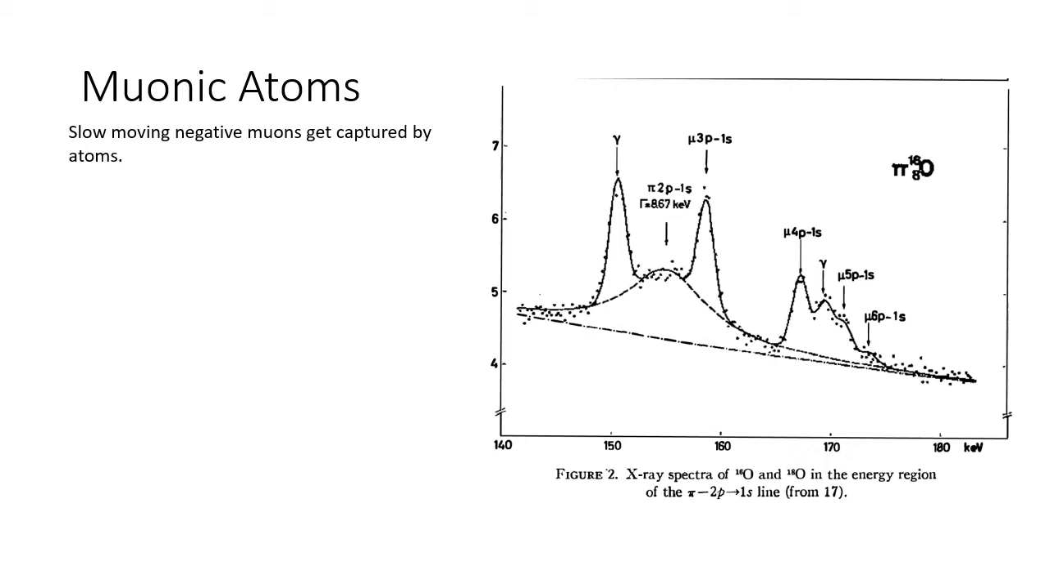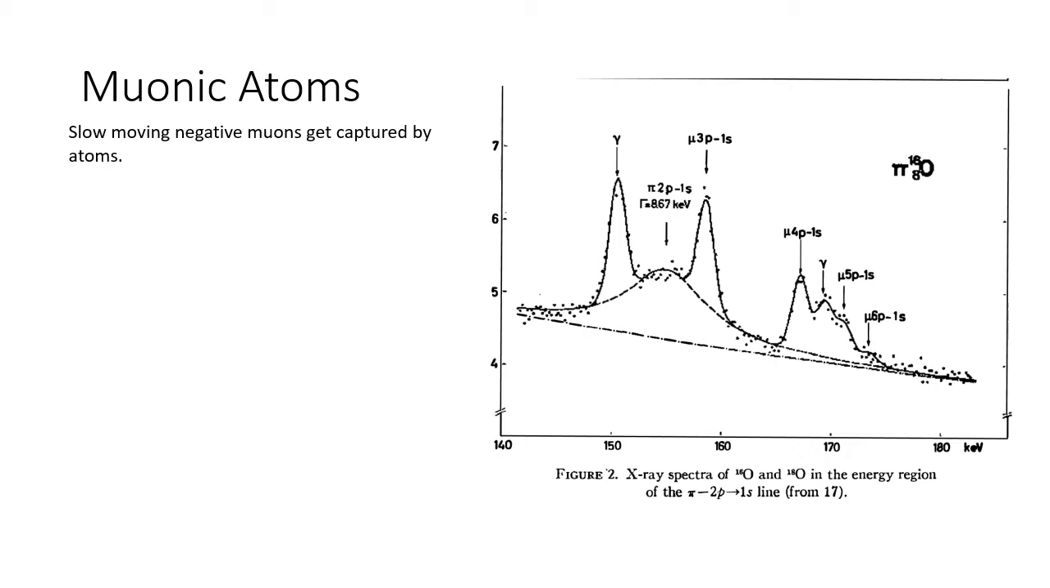Right, muons also join the atom. Only the negative ones, obviously. Positive ones will be repelled away by the heavy nucleus. But a negative muon can also get captured by an atom, and it will do the same process as the pion does.